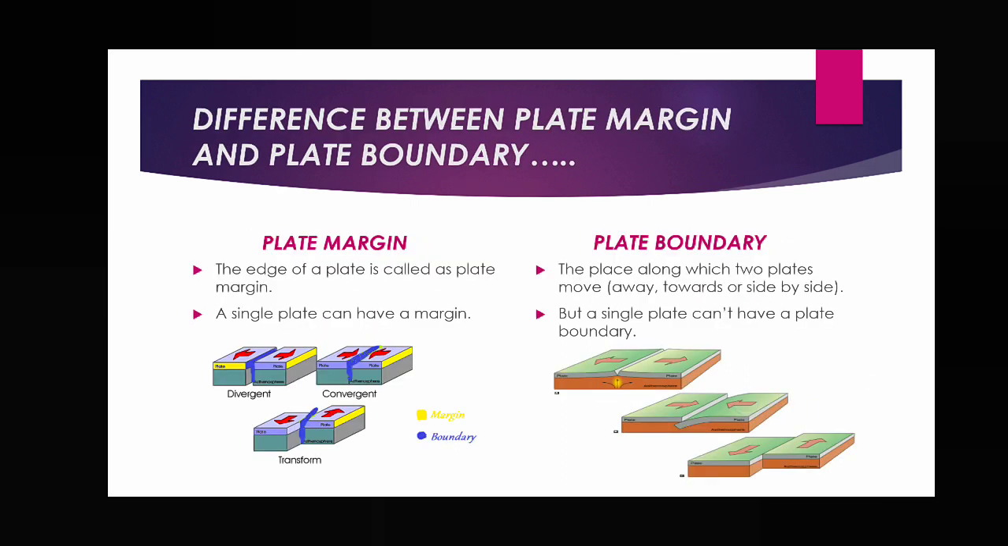Now come to the next, the difference between plate margin and plate boundary. Here we have already discussed: the edge of a plate is called the plate margin. That means it is the end of a plate, and plate boundary means it is the place or area along which two plates are moving. A single plate can have a margin, but a single plate can't have a plate boundary. That is also a difference. If you take one single plate, you can get its end point, but when you search for a boundary in this single plate, it is not possible. Whenever we want to search for a boundary, we need two plates.